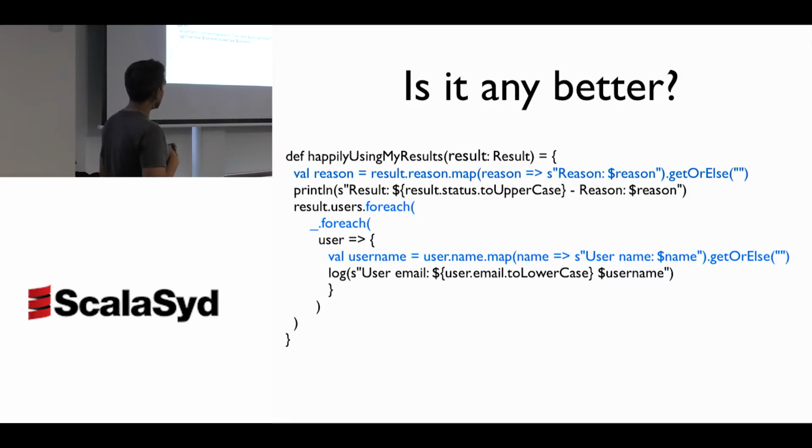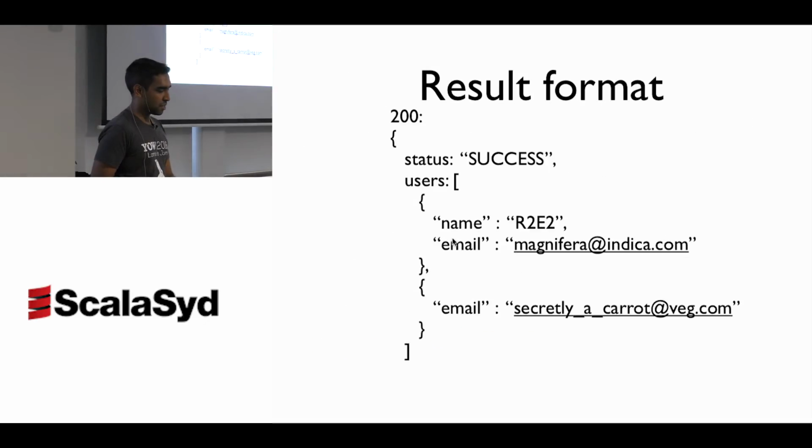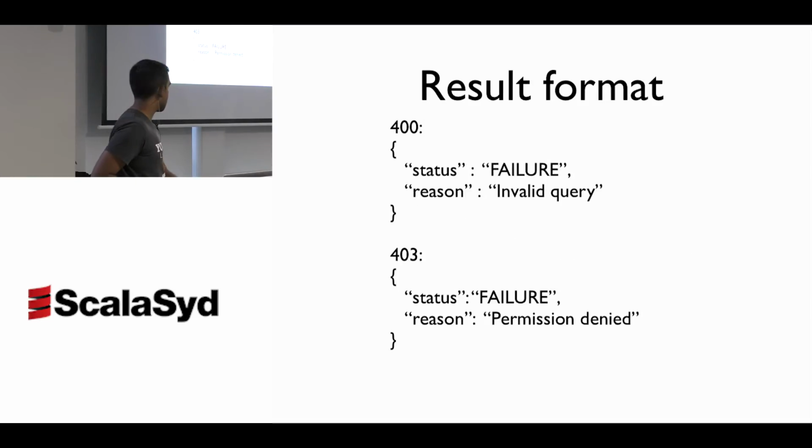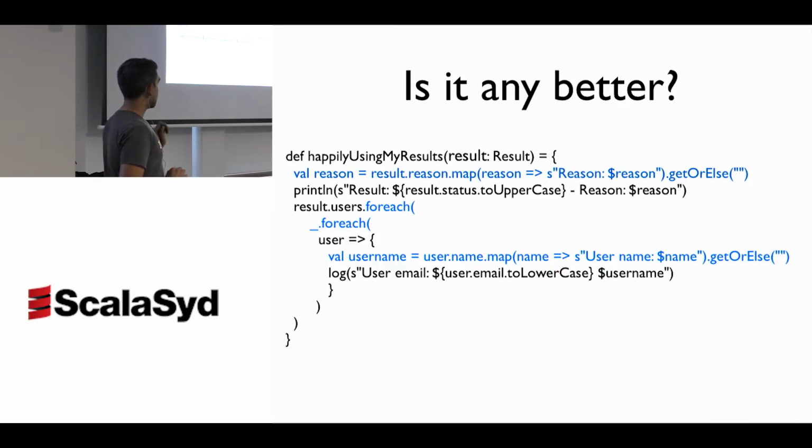When in reality, this result doesn't represent the result of our API. Because according to our type, we could have no users and no failure reason. But if we go back to our definition, we'll always have either a list of users, which may be an empty list, or a failure reason. So we're forcing our consumer of our API to handle a case that doesn't actually exist, which means their code gets more complex and less maintainable.